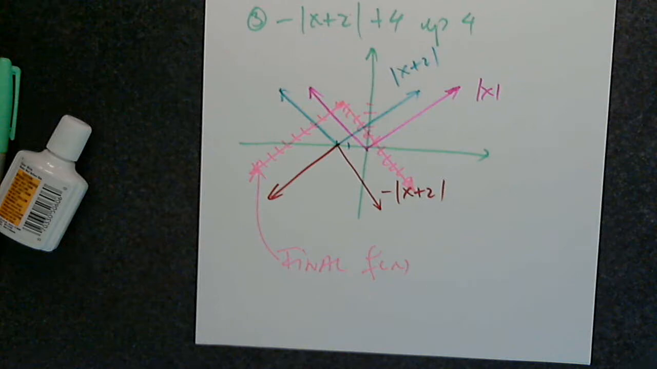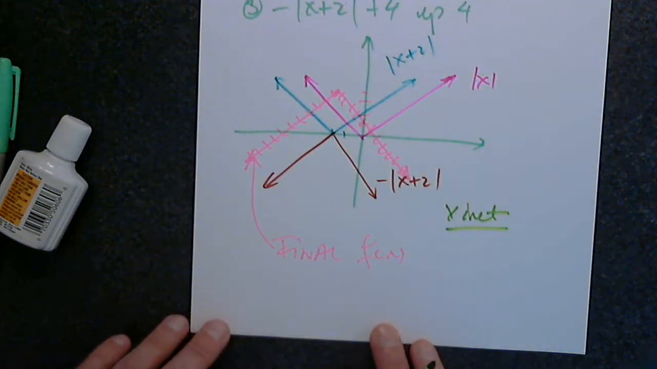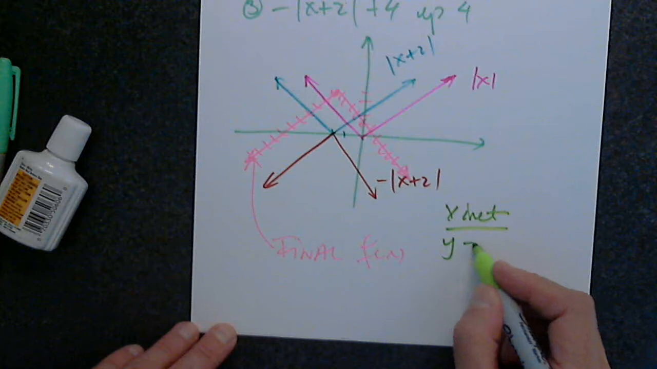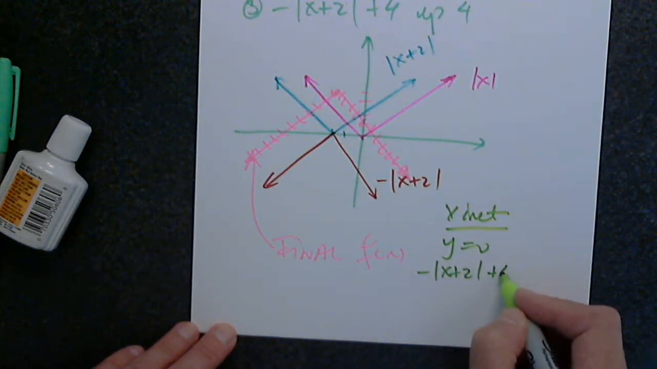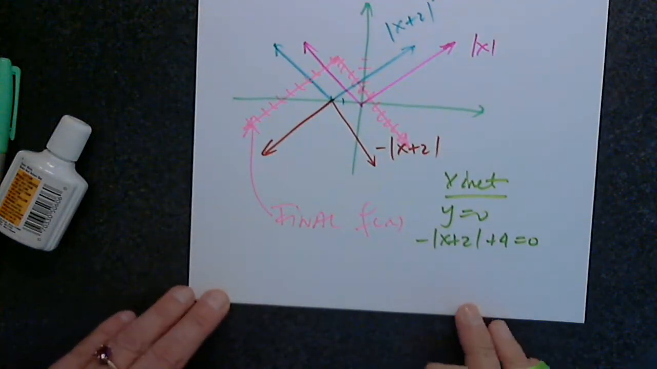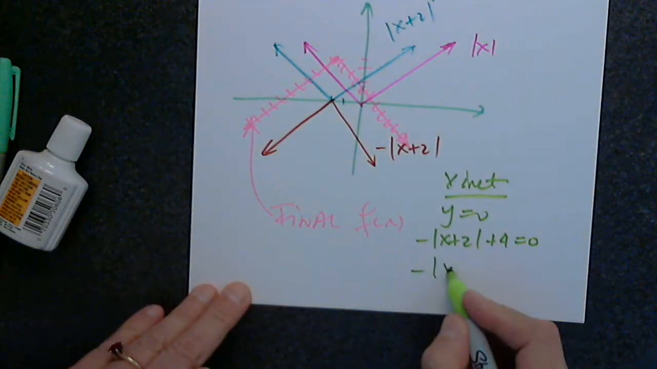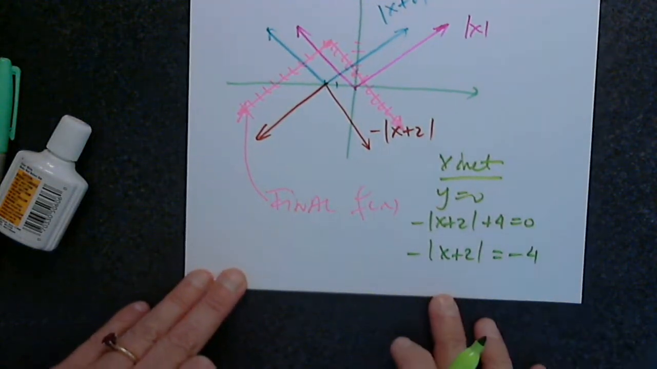Let's determine the x and y-intercepts algebraically. How do I find the x-intercept? Very good. Y equals 0. Negative the absolute value of x plus 2 plus 4 equals 0. What do we do next? What type of equation is it, by the way? Of course, it's an absolute value equation, right? It has absolute value in it. So then we have negative the absolute value of x plus 2 equals negative 4.